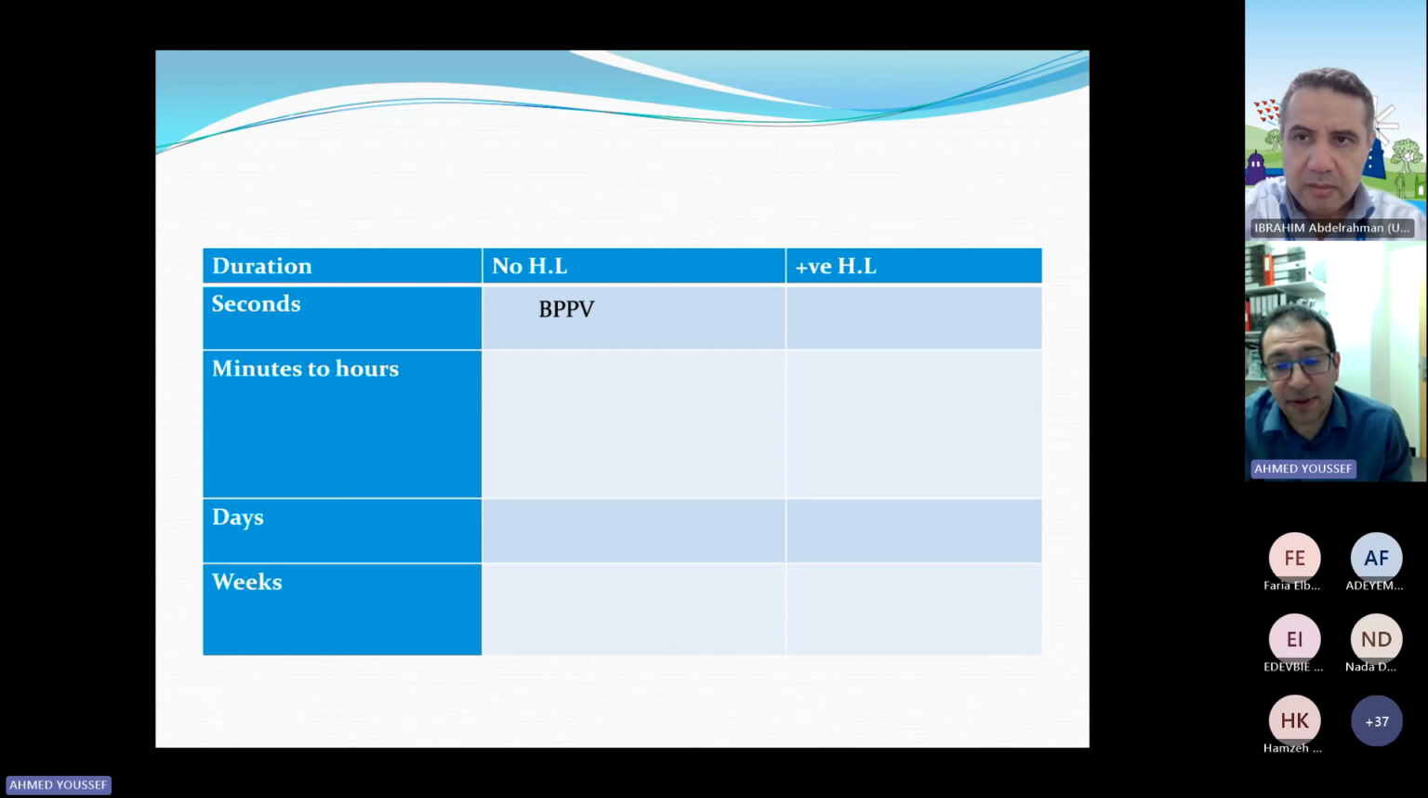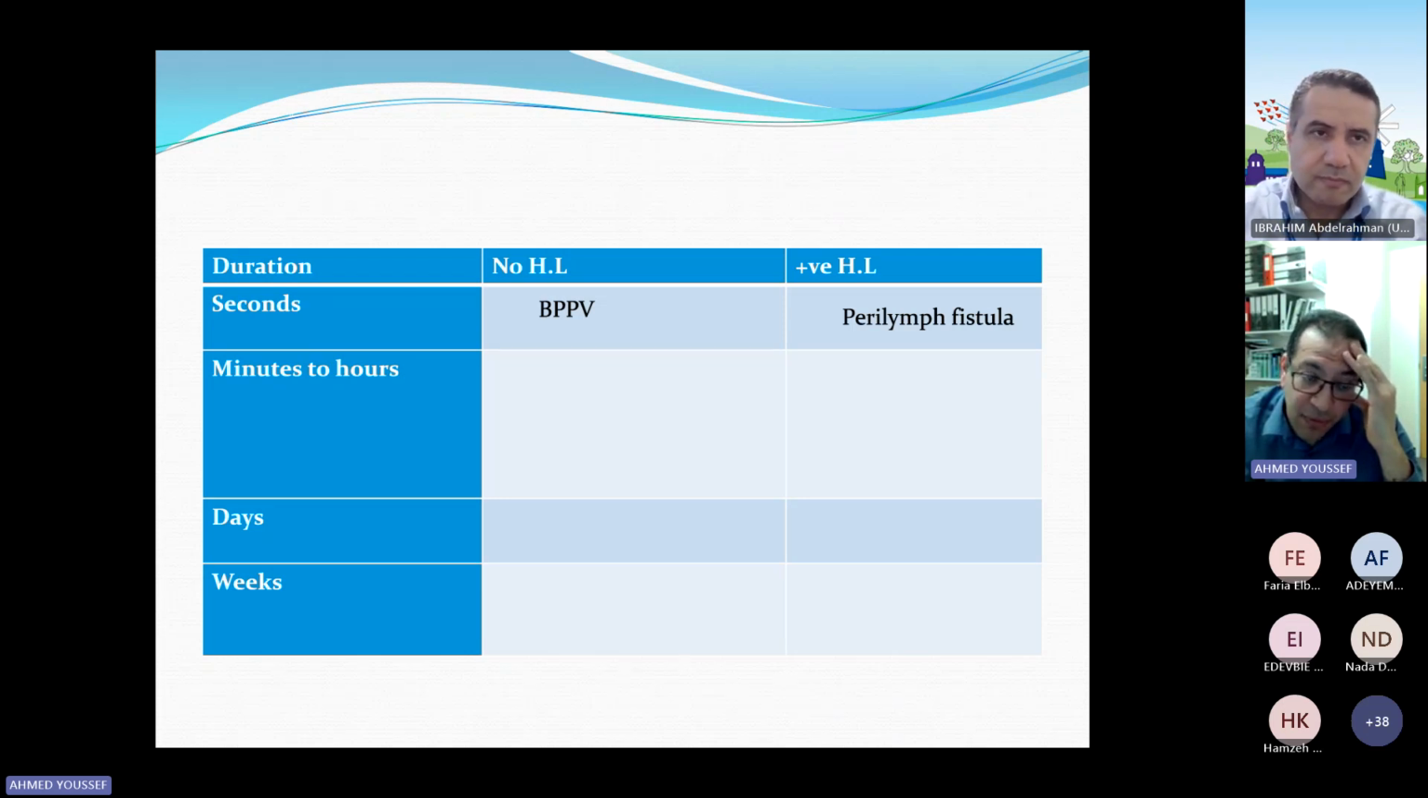So this is a very simple, basic table that just shows you how the duration of the dizziness applies together with the presence of other symptoms like the hearing loss, for example. So if a patient complains of dizziness or vertigo that happens for seconds and no hearing loss associated, this could be BPPV. If there is hearing loss associated, perilymph fistula could be. And I have to say that perilymph fistula is very, very rare. So think twice before suggesting that that's the diagnosis.